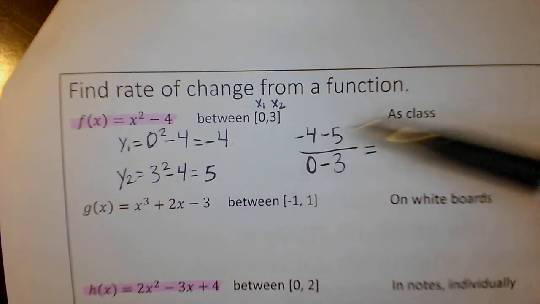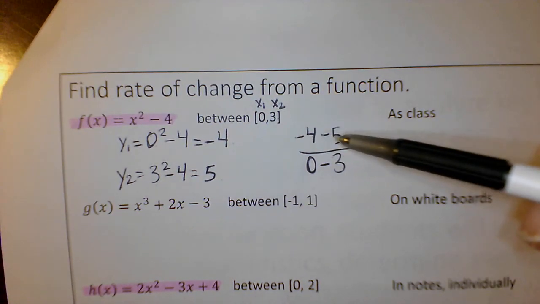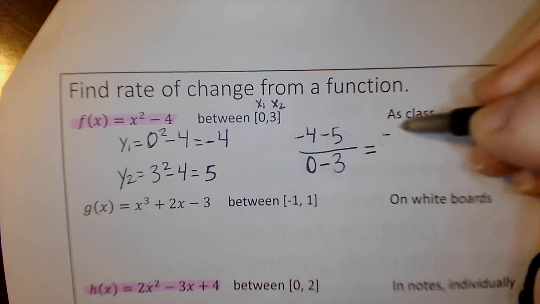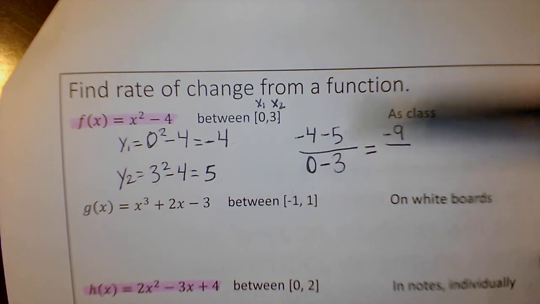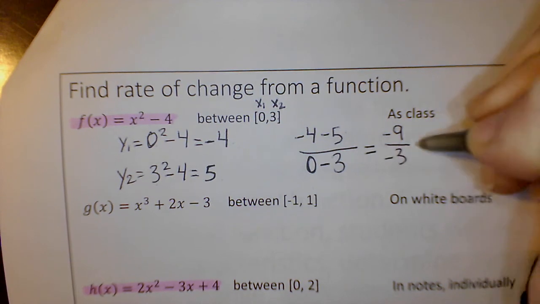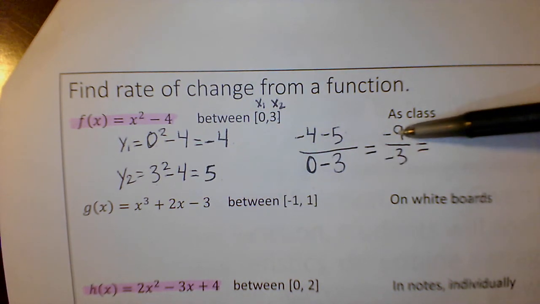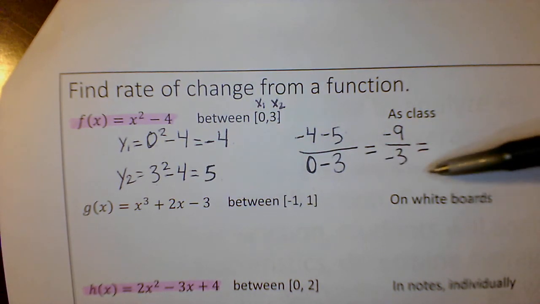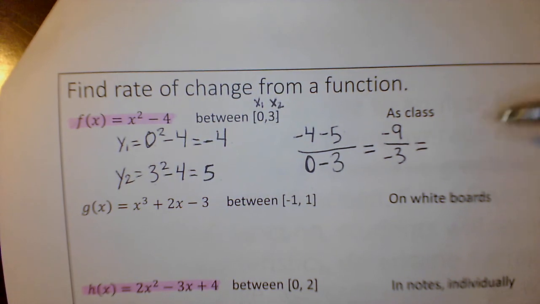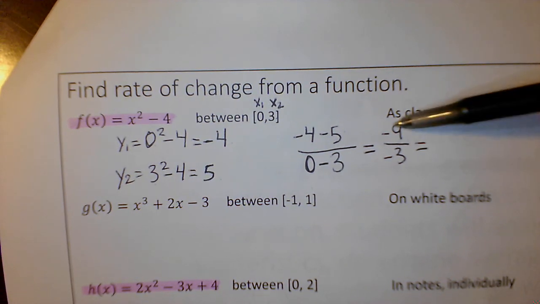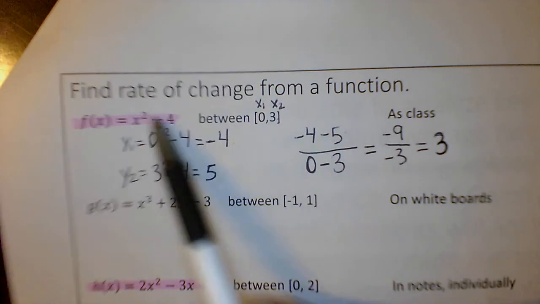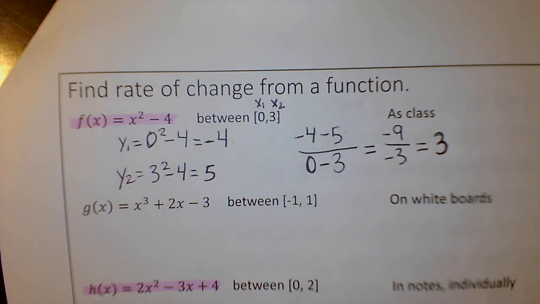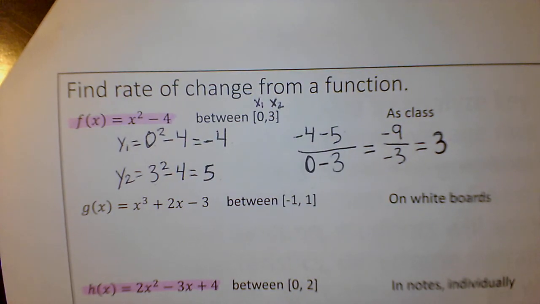And then I have -4 minus 5, which is -9. And 0 minus 3, which is -3. -9 divided by -3. If you're not comfortable with your negatives, you should have a calculator in your hand. -9 divided by -3 is +3. That's our rate of change. And I have no units here because this wasn't given to me in any sort of context, so I don't know that it's dollars or anything.